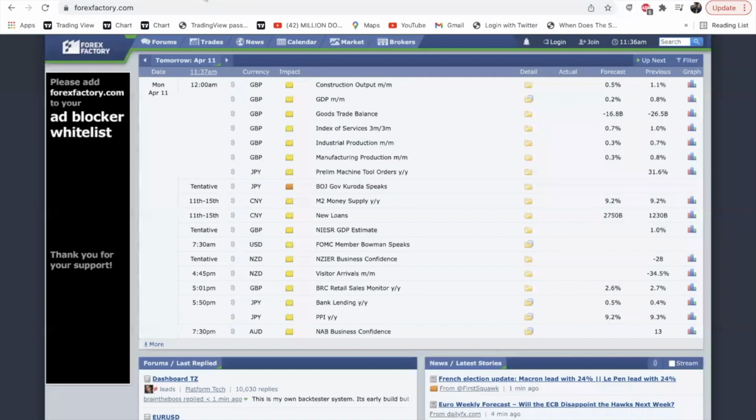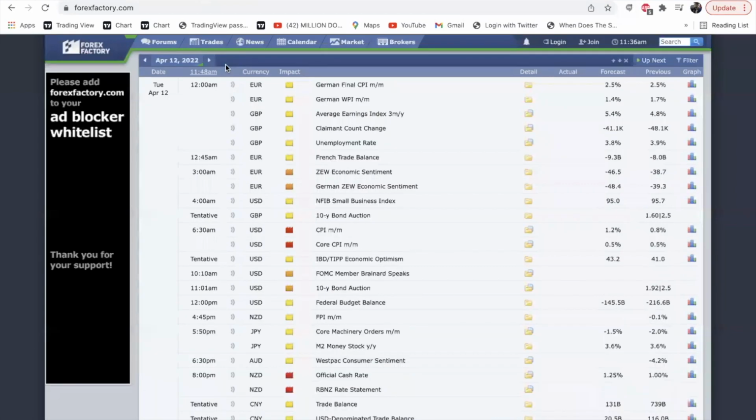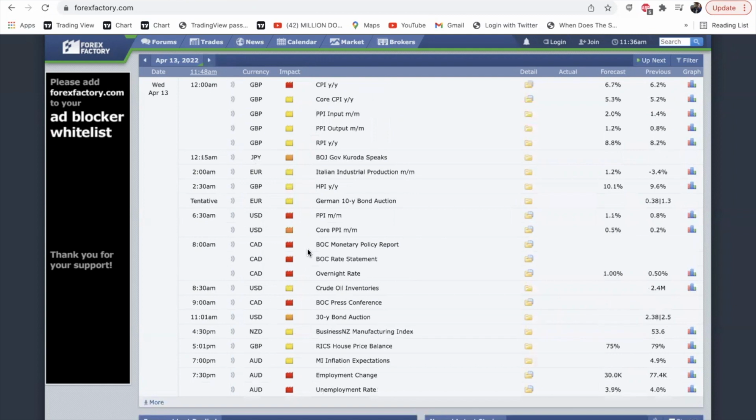Also, this week is a fundamental heavy week. It's a lot of economic events. You see Tuesday, we got the interest rates for NZD, CPI for USD. I believe we have some Australian dollar unemployment rate, employment change on Wednesday. So we could see some volume coming in. CPI for Great British Pound. We also have rate statements for the Canadian dollar.